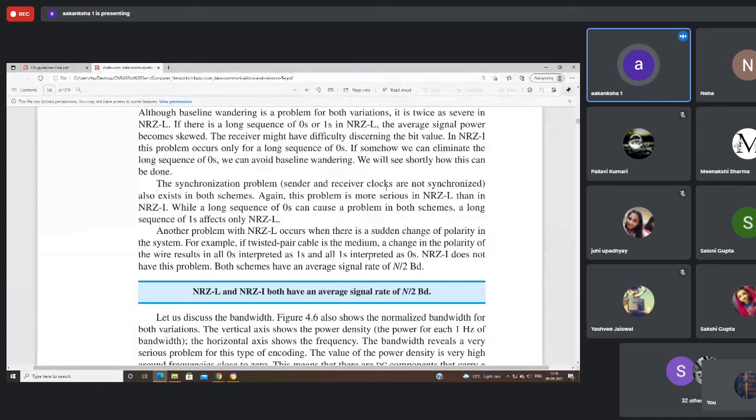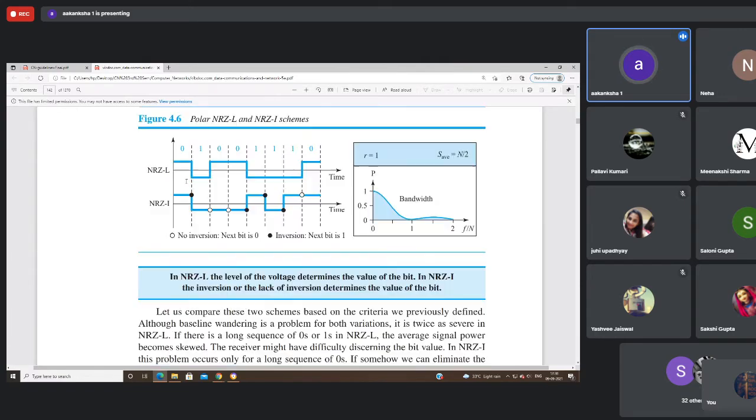Then the synchronization problem. The sender and receiver clocks are not synchronized. It also exists in both the schemes. Still, what we have discussed is synchronization, but there is a problem with this because we are not doing a transition in the middle of the bit. Therefore we have the same problem we discussed for synchronization. This is more serious in NRZL than in NRZI, and a long sequence of zeros can cause a problem in both the schemes. A long sequence of ones affects only NRZL. Why? Because synchronization will have more problems in NRZL.